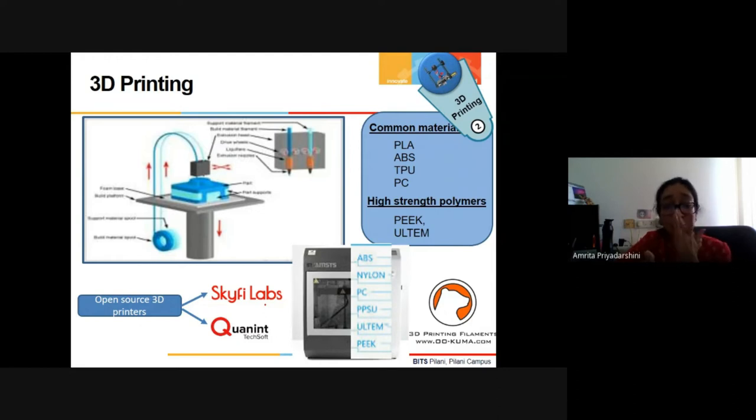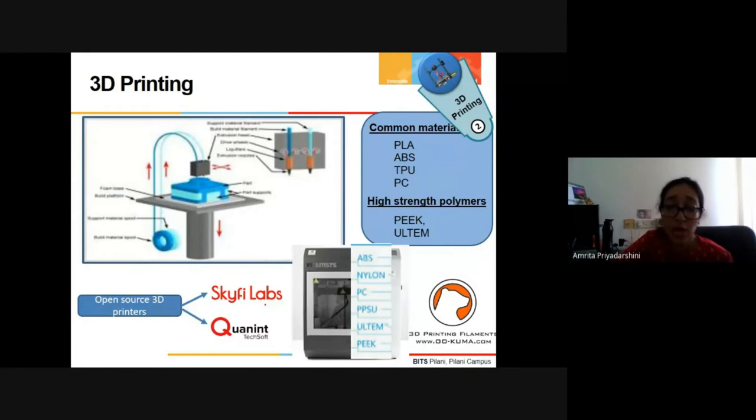So this is one way of doing it, and this is one of the very commonly used techniques. When this technique initially started, these printers were not so easy to get, but now they are readily available. Since a lot of research has been done, people have accepted these kinds of techniques. Now the cost has also gone down a lot, and a lot of materials have already been tested and used. Some of the common materials being used are PLA and ABS.